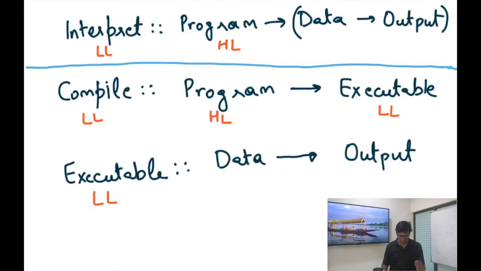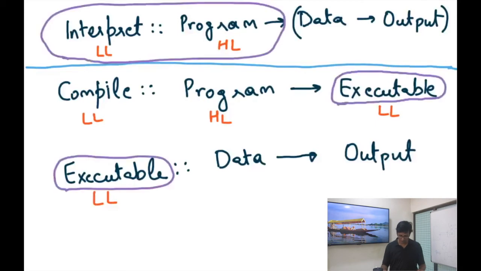Okay. So once again, what is low level and what is high level? The interpret function is low level, it must be low level, it should be executable on the machine. But the input program is high level. Similarly, the compile function needs to be low level because it needs to execute on the machine. The executable needs to be low level because it also needs to execute on the machine.